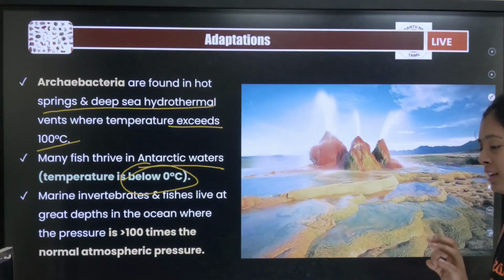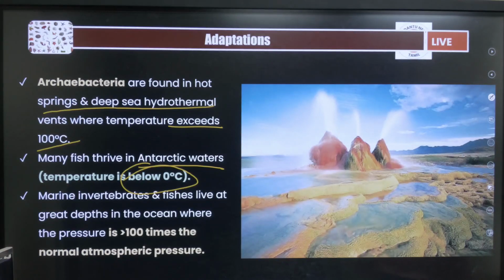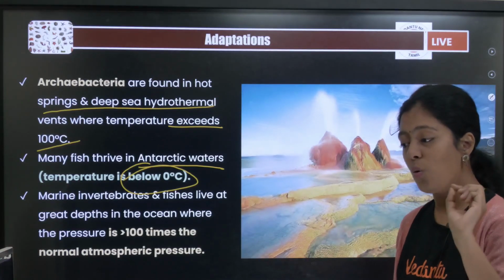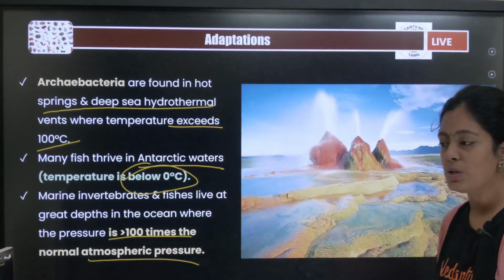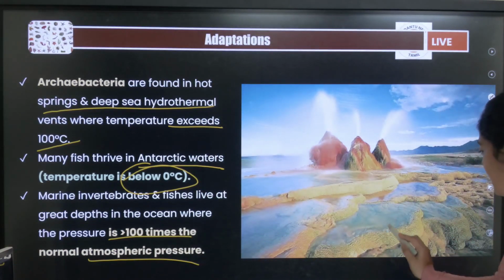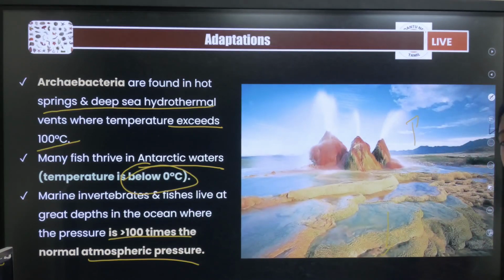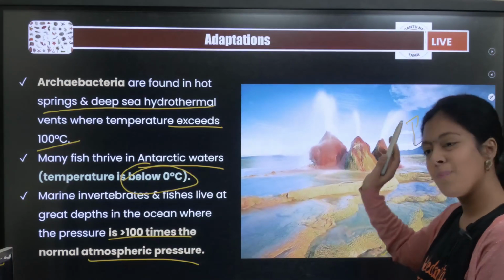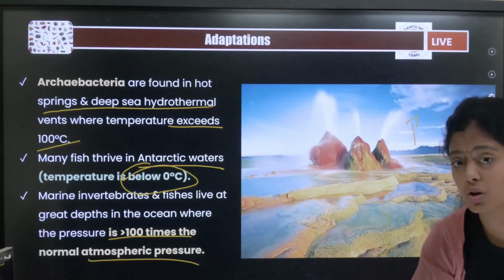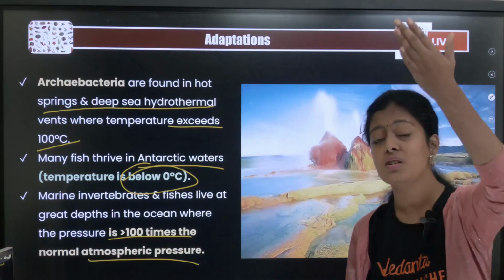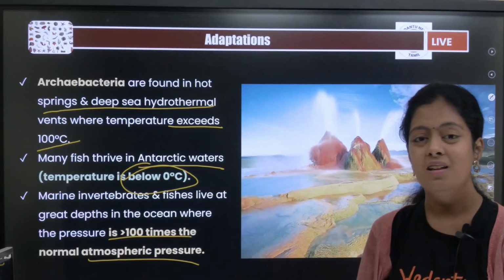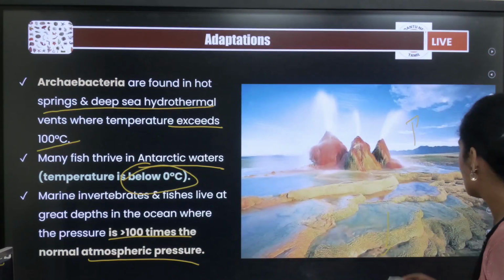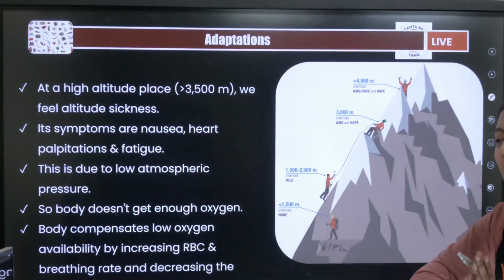Okay. Then, marine invertebrates and fishes live at greater depths in the ocean where the pressure is 100 times more than the normal atmospheric pressure. I think all of you know, as you go up, the atmospheric pressure decreases, and as you go down, the pressure increases. And I have fishes and aquatic organisms which survive in deep sea oceans. Okay, then how many adaptations they must have, correct? So that is very, very important.